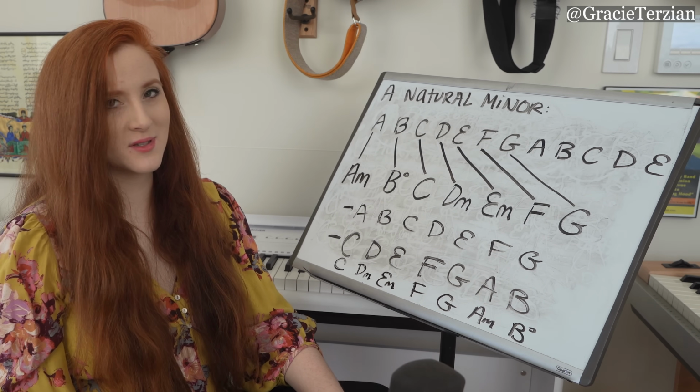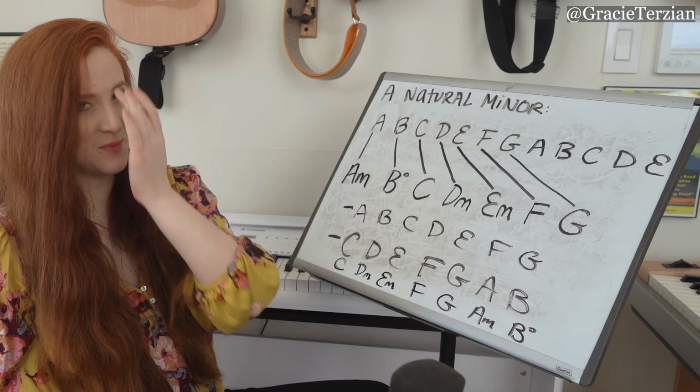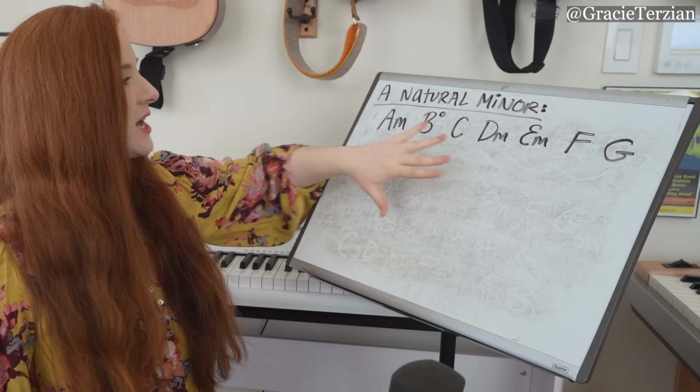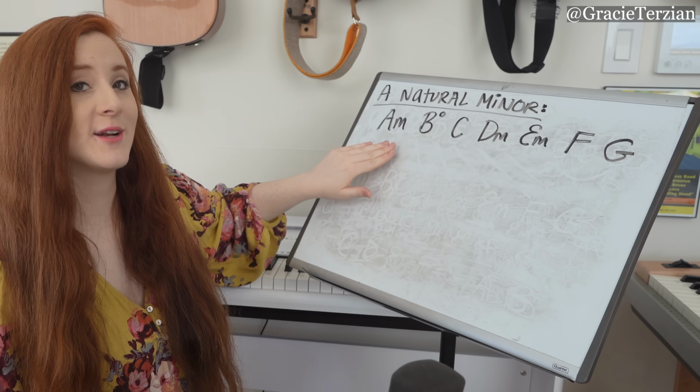Anyway, this was just a fun little side tangent. Don't worry about it too much if it doesn't make sense. It's just for those of you who find it interesting. Let's get back to the main video. So here are the diatonic chords of the A natural minor scale.